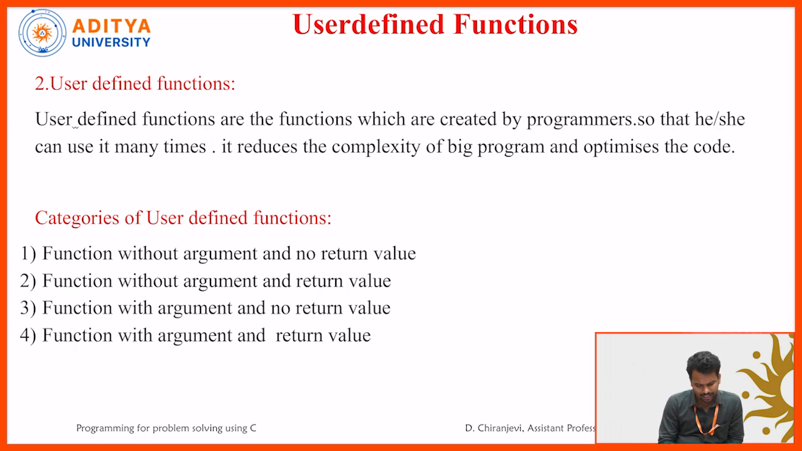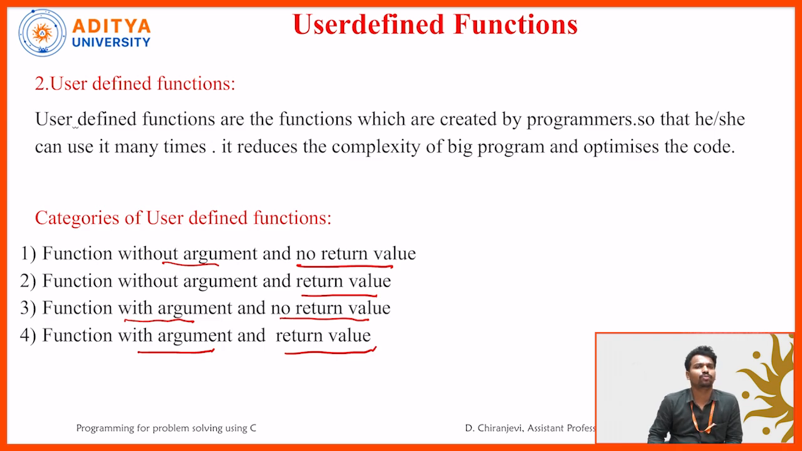The first category is function without argument and no return type, and the second category is function without argument and with return type. The third one is function with argument and no return type, and the fourth one is function with argument and return type. These are the four categories of user-defined functions which are available.